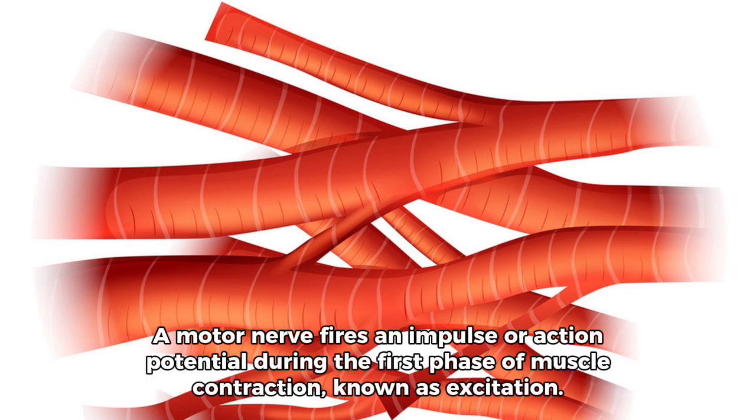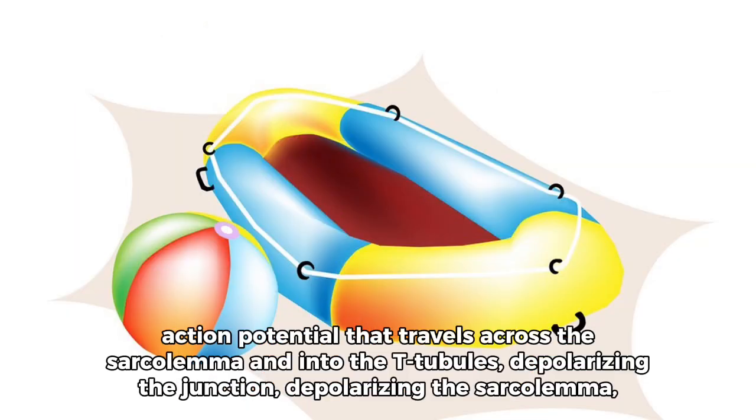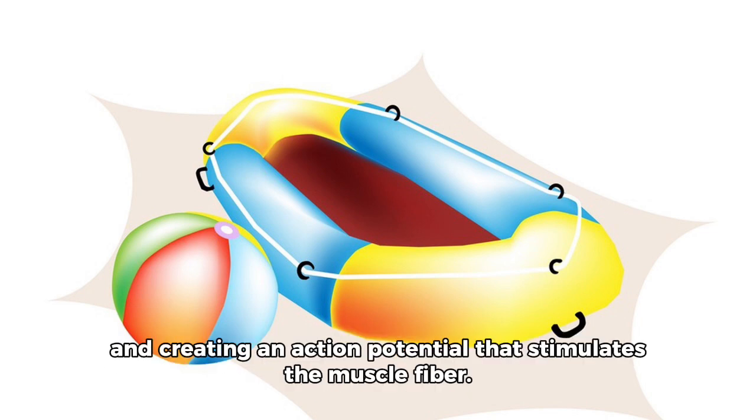A motor nerve fires an impulse or action potential during the first phase of muscle contraction, known as excitation. The action potential travels across the sarcolemma and into the T-tubules, depolarizing the junction, depolarizing the sarcolemma, and creating an action potential that stimulates the muscle fiber.